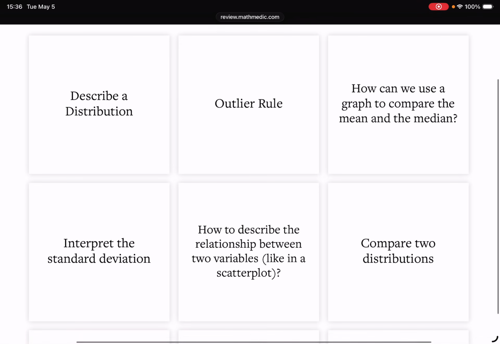Okay, so let's look at some flashcards. You need to understand these concepts if you want to get a 5 on the AP Statistics exam. So starting with the first one, it says describe a distribution.